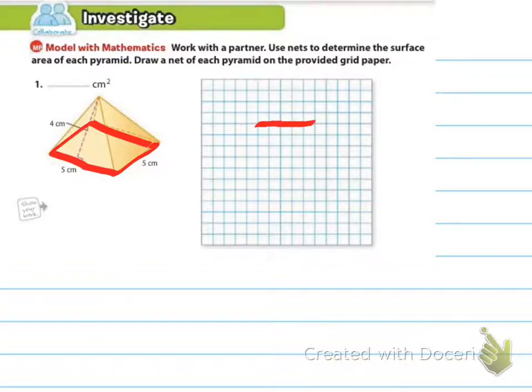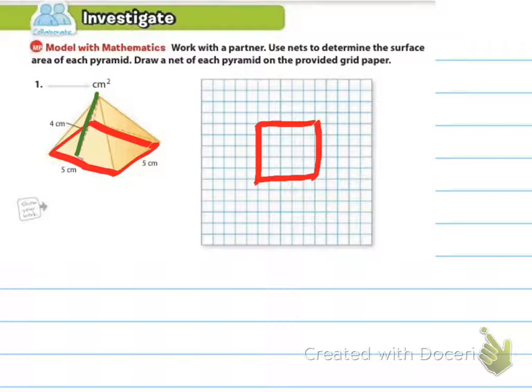1, 2, 3, 4, 5. I'm just double checking this time since I messed up the first time. All right, so there's my 5 by 5 square, and then my height is 4. So I'm going to go out 4.